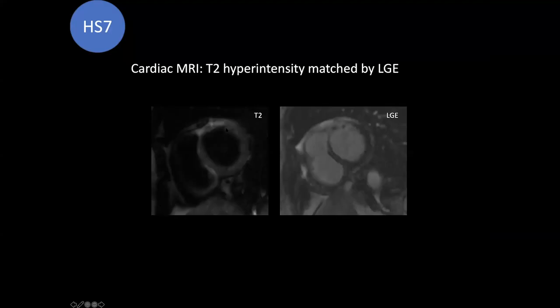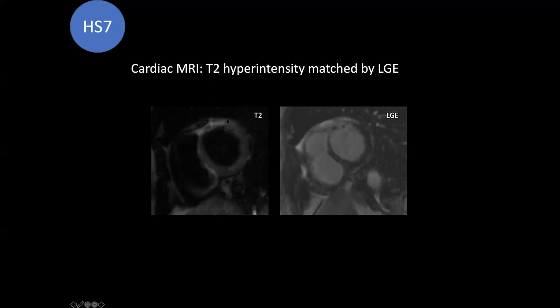If you go back, here we have a T2. T2 is a sequence that looks for myocardial edema. So if you have water or fat, you tend to have a high signal in T2. Here we see that, compared to the rest of myocardium, that basal septum, basal anterior, is a little hyperintense, suggesting there's some degree of inflammation in that area.